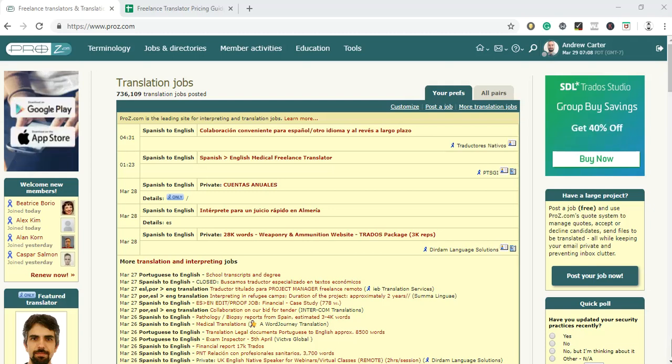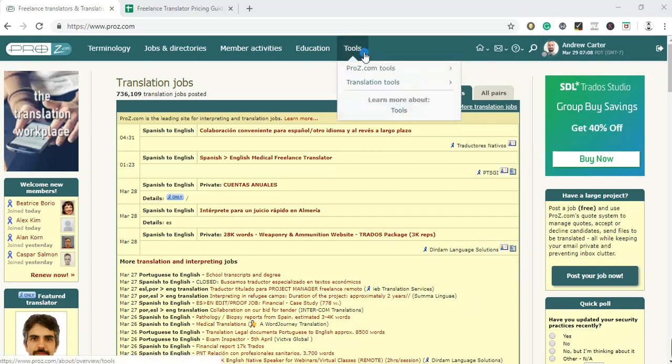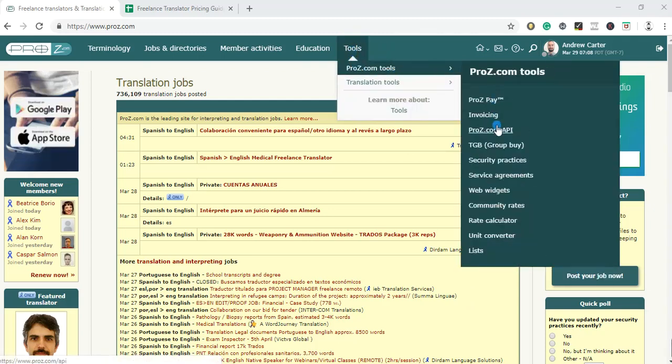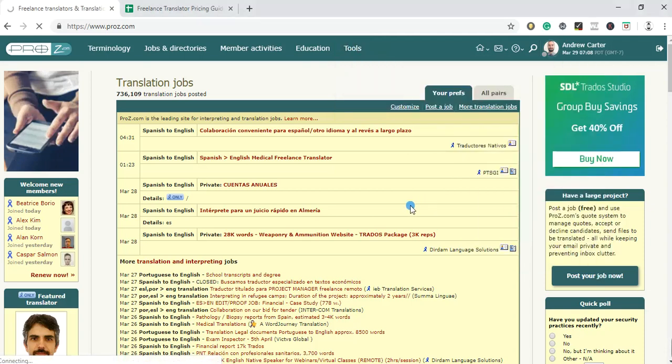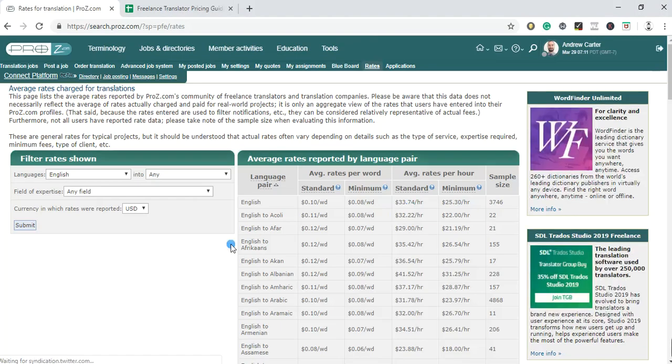So the first thing that I found, obviously here on our favorite website, proz.com, they have a lot of really great information that they've been collecting from their translators. I mean, they get it from you, they get it from all of us, and they've created this tool. So if you come up to tools and go to proz.com tools, and then come over to community rates. So they've been collecting this information on all of their translators, their languages, and how much they're charging. They've averaged out all of these numbers.